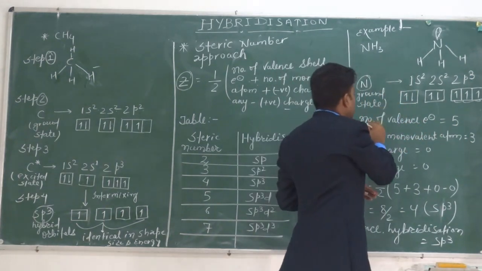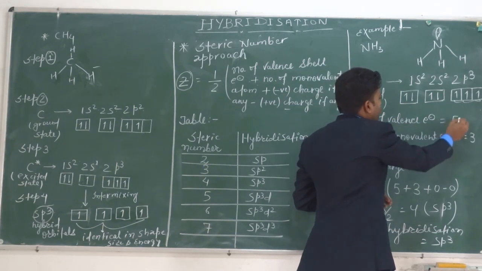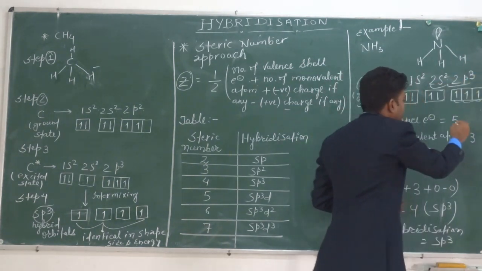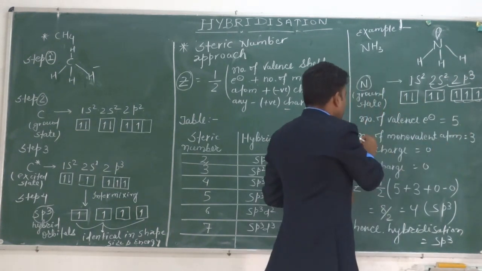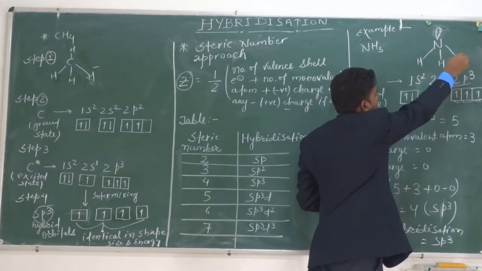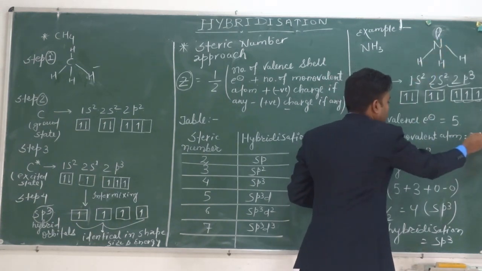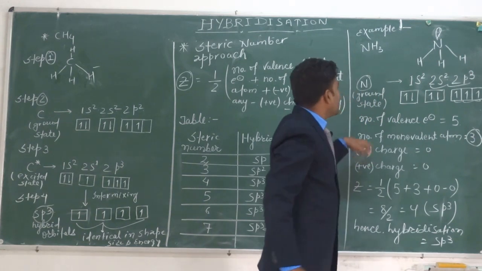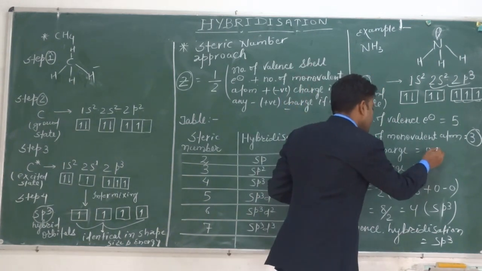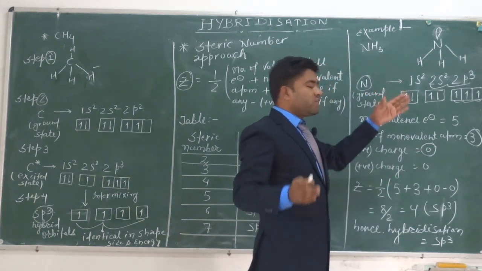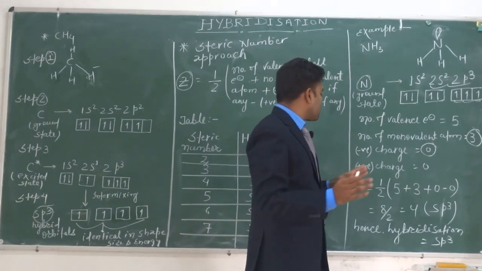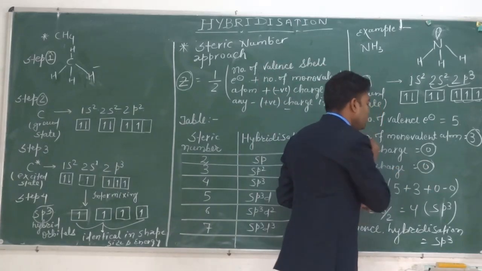Now we will find the valence electrons. The total number of valence electrons is 2s2 and 2p3, that is equal to 5. The number of monovalent atoms: you can see there are 3 hydrogen atoms attached to the nitrogen atom, so that is equal to 3. There is no negative charge, so the negative charge is equal to 0, and also there is no positive charge on the central atom or in the molecule, so the positive charge is also 0.